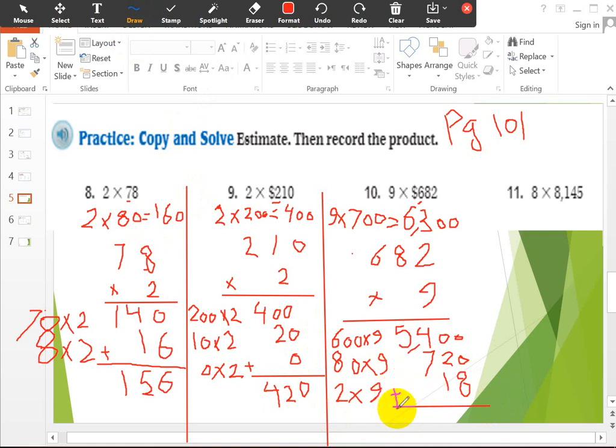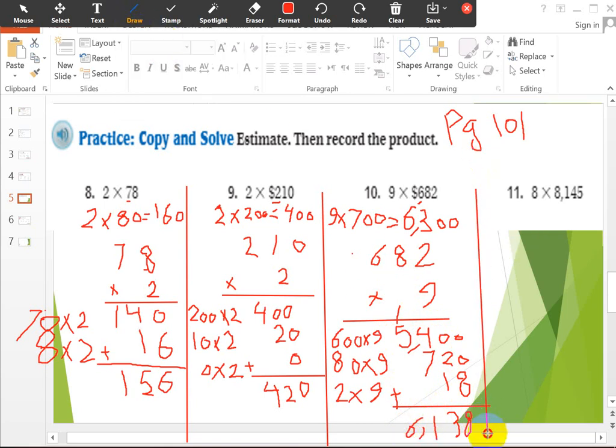Now we will start with the ones digit. 0 plus 0 equals 0, plus 8 equals 8. 0 plus 2 equals 2, plus 1 equals 3. 4 plus 7 equals 11. Put 1 here and 1 above the 1,000. 1 plus 1 plus 5 equals 6. Okay?